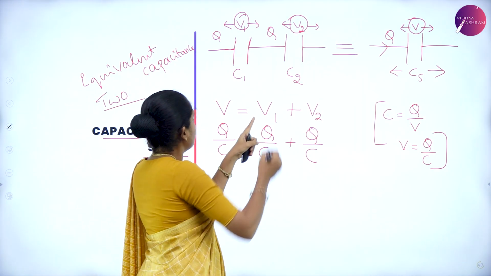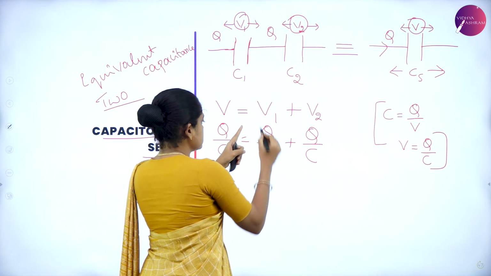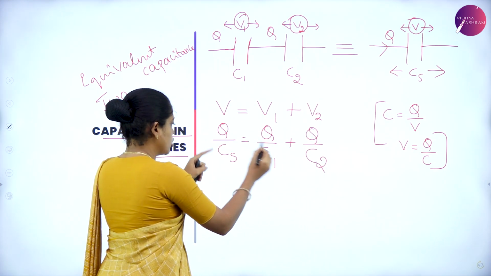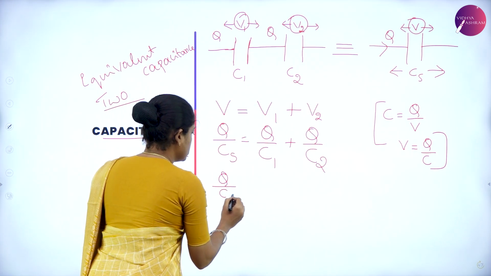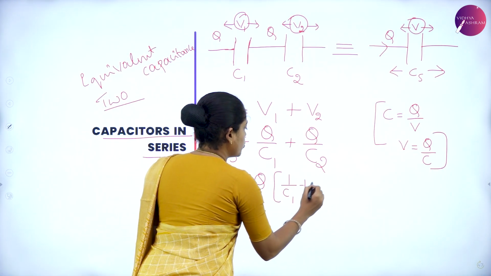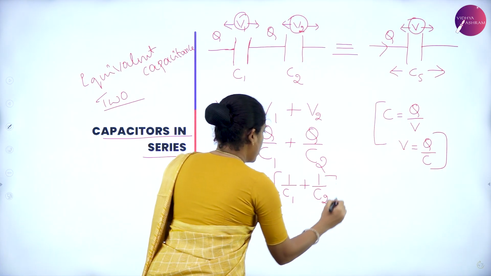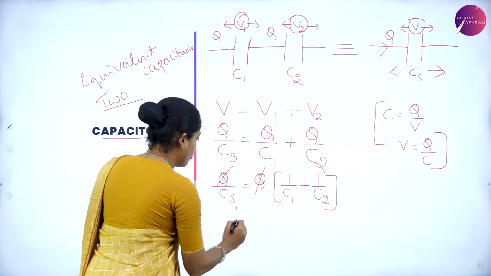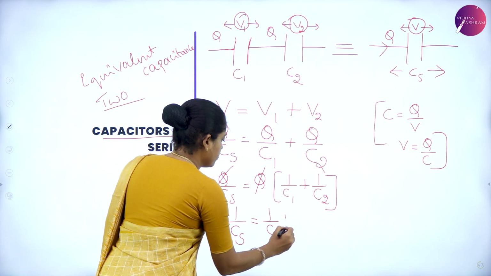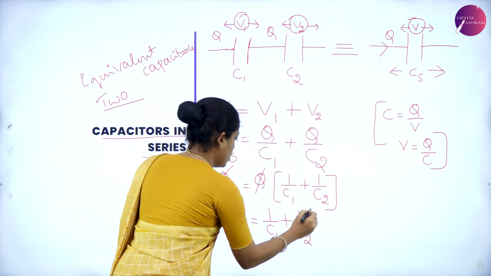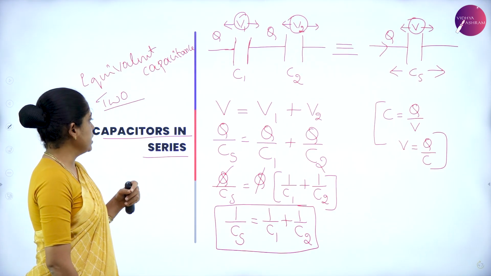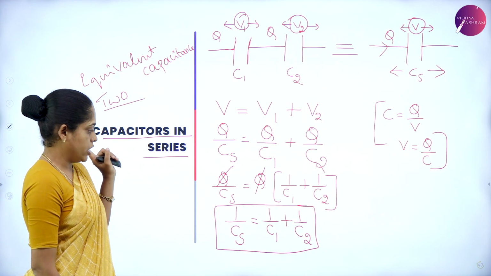Next, V1 is given by Q by C1 and V2 is given by Q by C2. In this, Q is common. Q by Cs is equal to Q of 1 by C1 plus 1 by C2, and Q cancels. Therefore, 1 by Cs is equal to 1 by C1 plus 1 by C2. This is the expression for the equivalent capacitance in series combination.